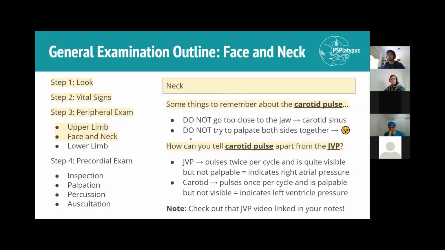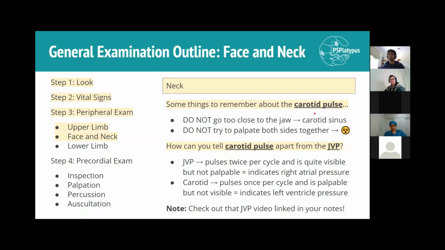Now, some practical points that you really want to keep in mind when you're doing this on a real patient is with the carotid, because there you've got the carotid sinus. And again, you're hearing that word sinus. It's just an enlargement of a particular vessel, or it can be an air-filled space. In this case, the carotid sinus is monitoring blood pressure.